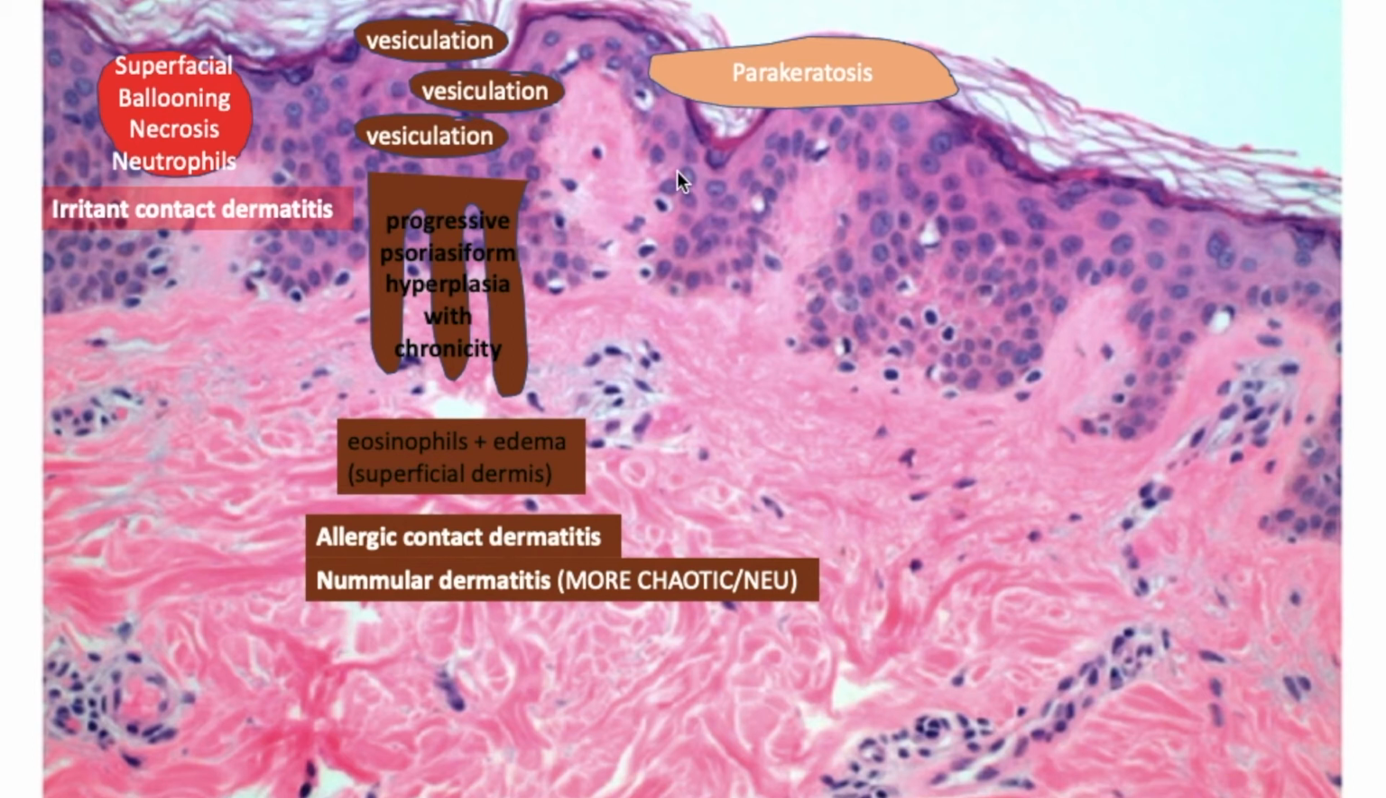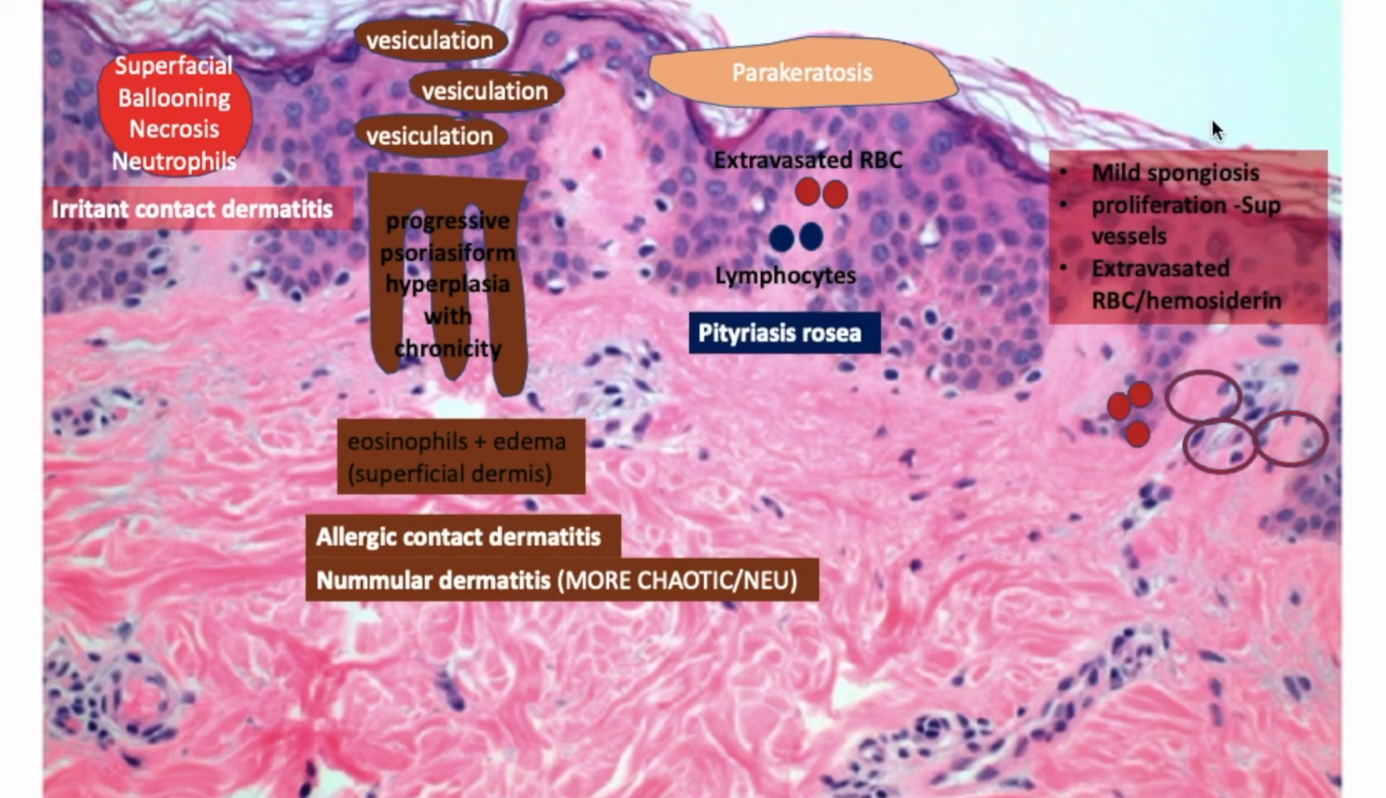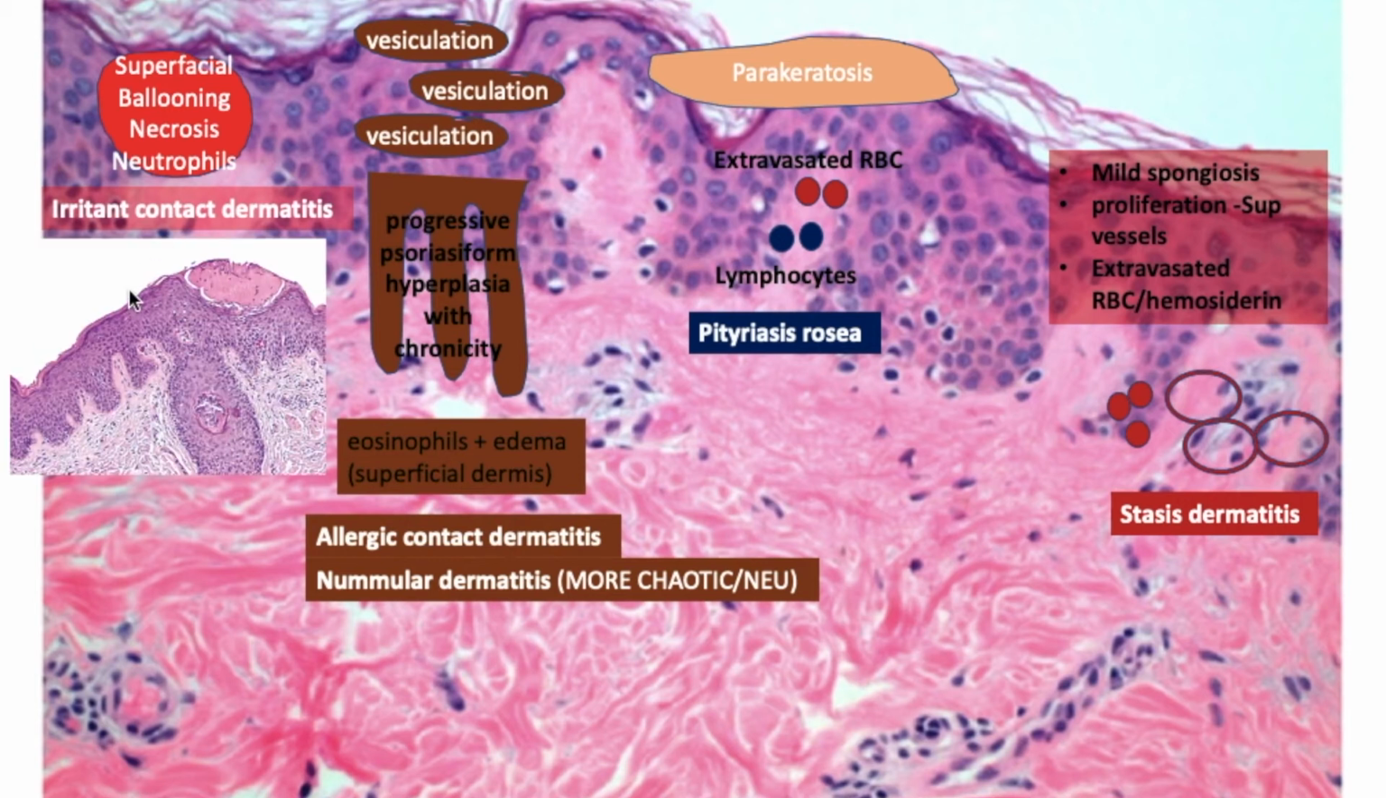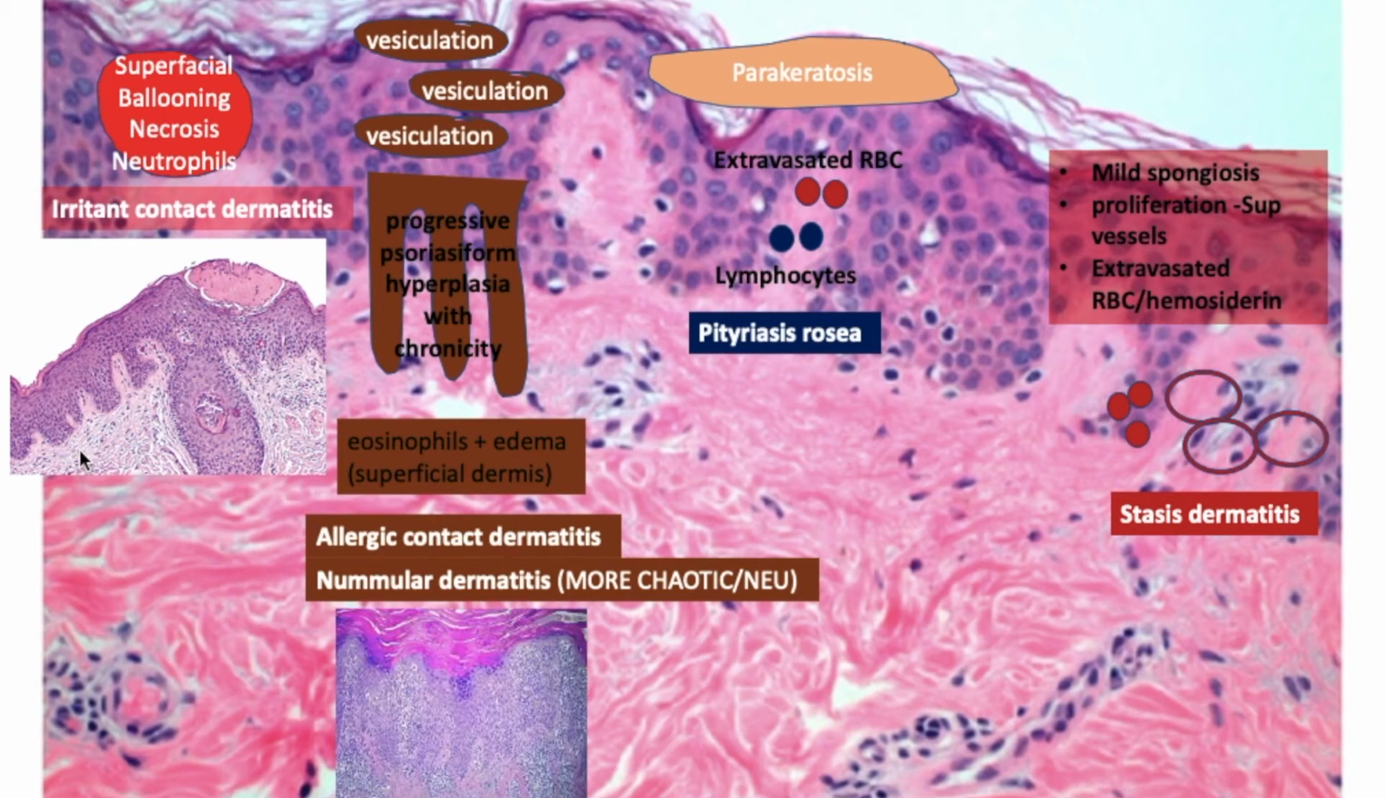If you see parakeratosis, extravasated RBCs, and lymphocytes, always think of PR. When you see mild spongiosis, proliferation of the superficial vessels in the dermis, and extravasated RBCs and hemosiderin, always think of stasis dermatitis. This is just a picture to show you the superficial ballooning in this area. So this is an example of irritant contact dermatitis.